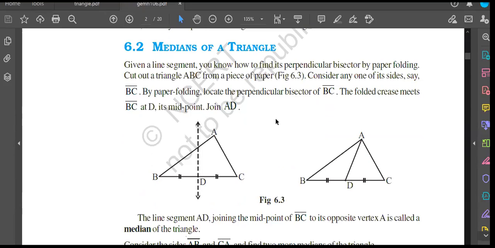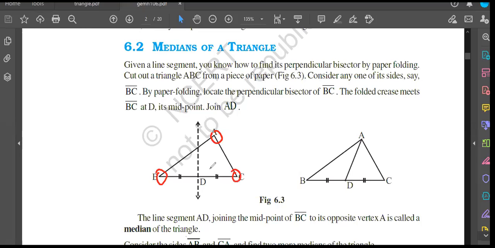So median is a line. Obviously, median is a line. Just focus. Median is a line from any vertex of the triangle. In this triangle we have three vertices, right? A, B, and C. The point at which two sides meet is your vertex. Makes sense. So we have three vertices, right?